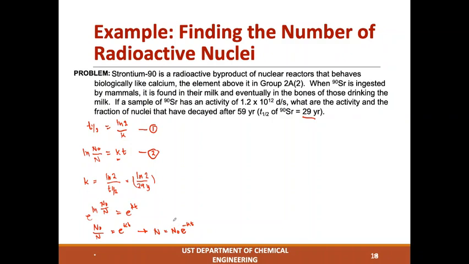Because we know N0, which is 1.2 times 10 raised to 12 disintegrations per second, we know k, and we know t, 59 years, we can solve for N. Therefore, N is equal to 1.2 times 10 raised to 12 disintegrations per second, e raised to negative natural logarithm of 2 divided by 29 years times 59 years. We will get 2.9 times 10 raised to 11 disintegrations per second.